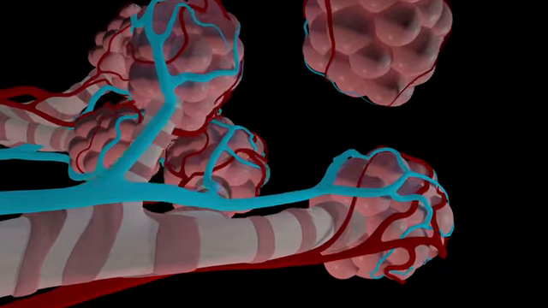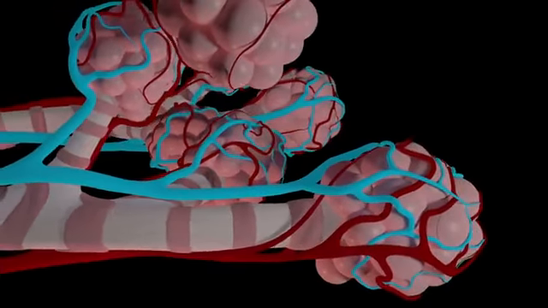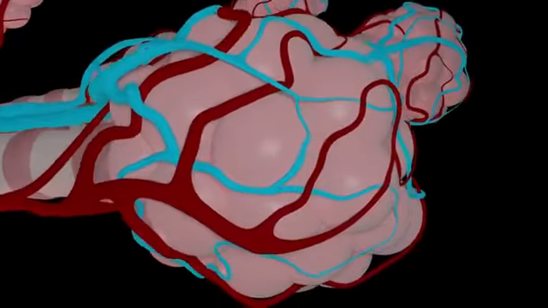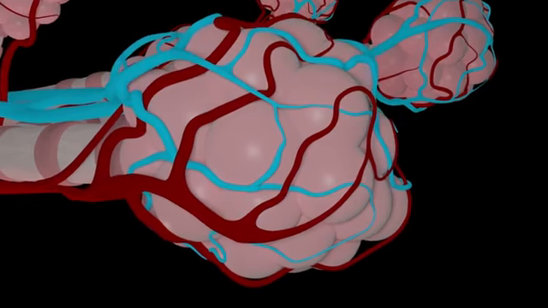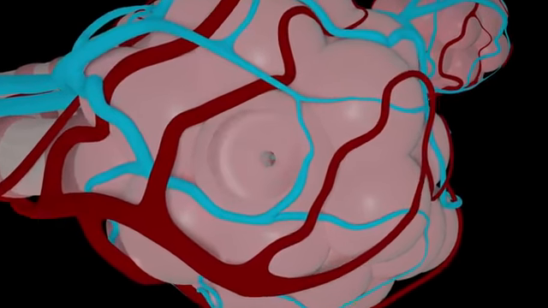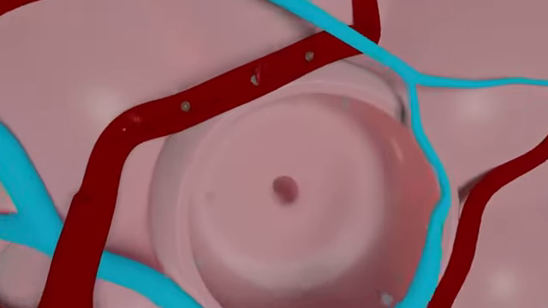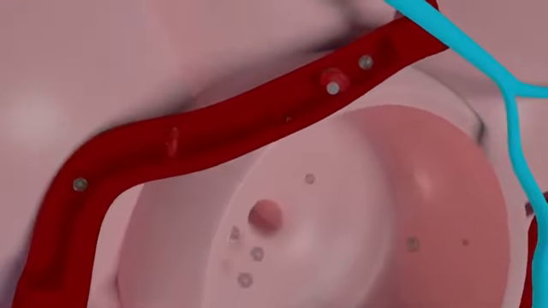Around each alveolus, there is a dense network of capillaries, which are very thin blood vessels. The wall of the alveoli and the wall of these capillaries join together to form a very thin barrier called the blood-air barrier or respiratory membrane. Gas exchange happens directly across this membrane.